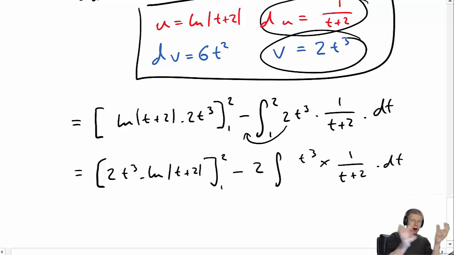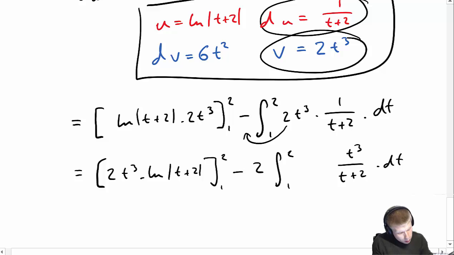Now notice whenever I multiply two fractions together, if I've just got a number multiplied by a fraction, that number effectively just jumps up on the top, because I can treat that as t cubed over 1, multiply the numerators and multiply the denominators together. So that then effectively just becomes t cubed over t plus 2, between my limits.